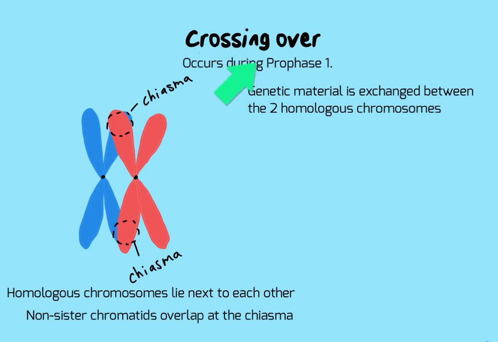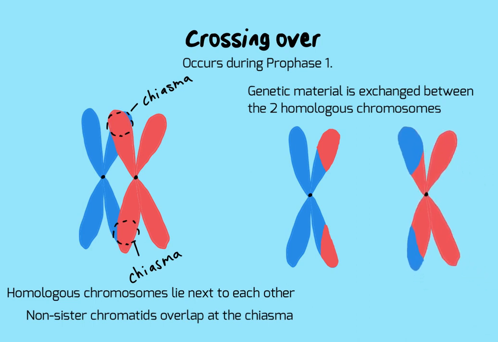Crossing over occurs during prophase 1. It's where homologous chromosomes lie next to each other and overlap at a point called the chiasma, and then genetic material is exchanged between the two homologous chromosomes. So when these homologous chromosomes separate, what happens is you end up seeing the homologous chromosomes each having some information from its homologous partner. So there's still one original chromatid on the paternal chromosome, but there's one chromatid that has some genes of its homologue.